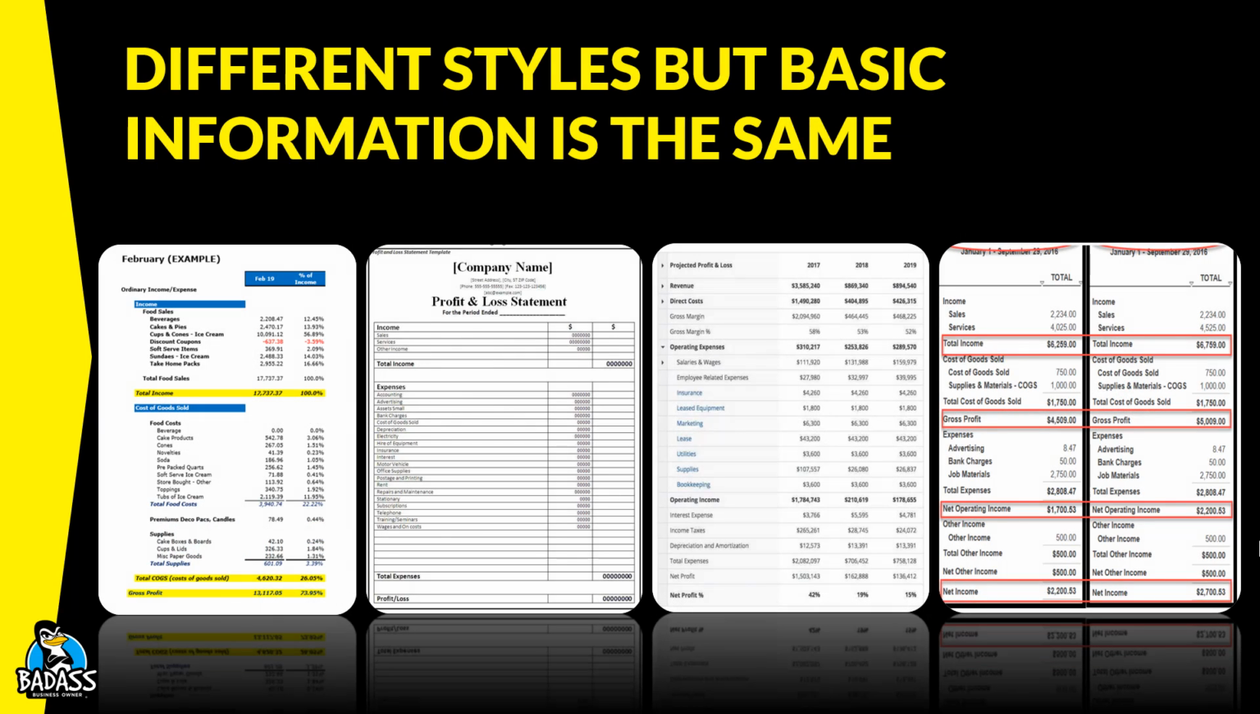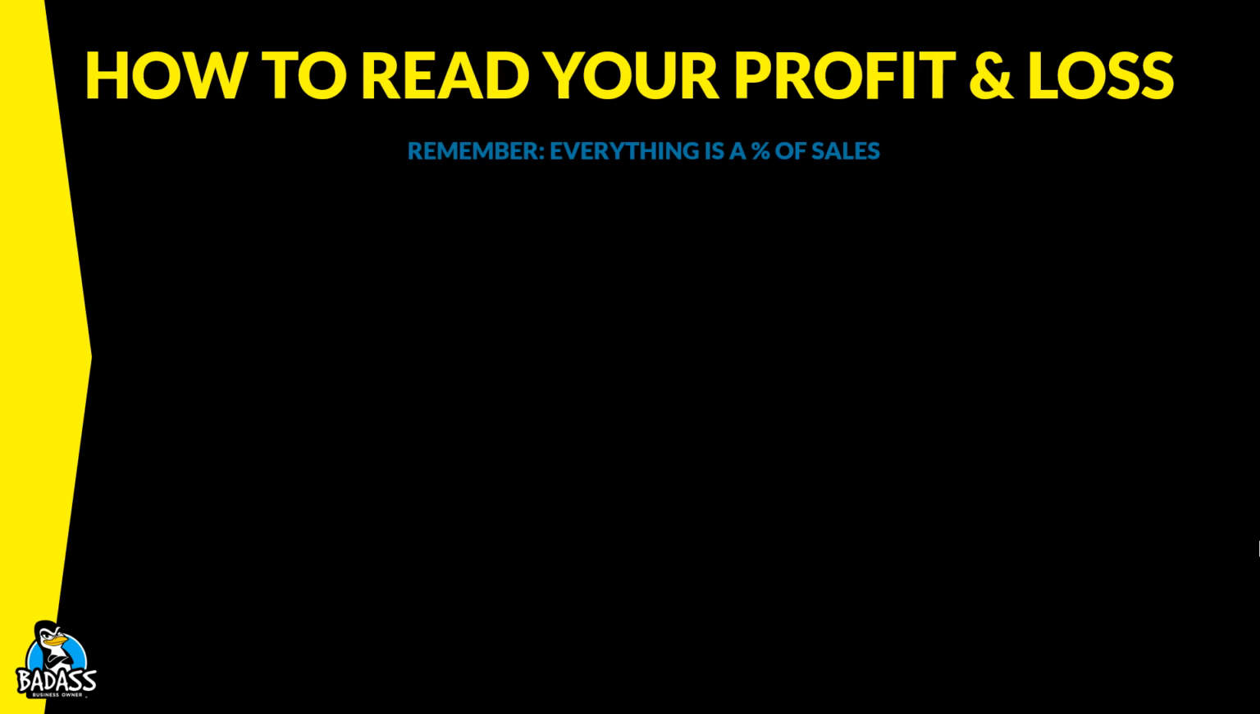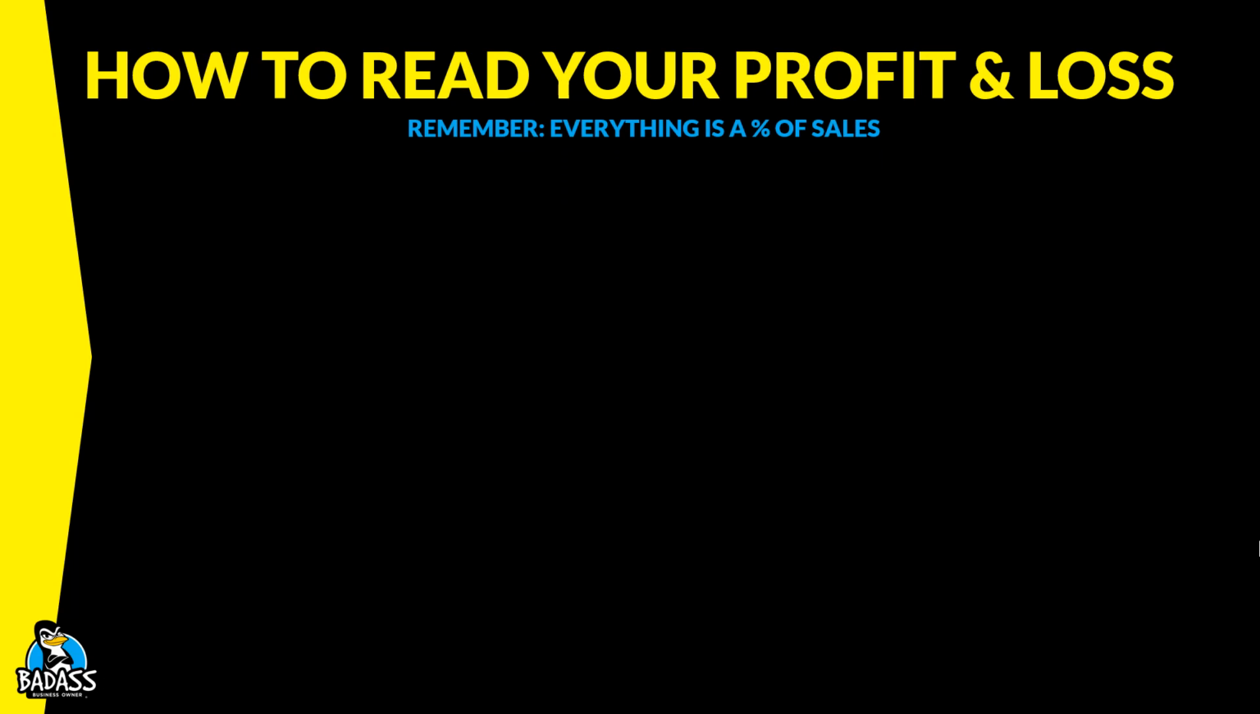Now, there are different styles, but they basically have the same information. So don't worry if yours doesn't look like any of these. It's probably still grouped very similarly, and it's more important that you understand the numbers behind it. The key is, how do you even read the profit and loss?